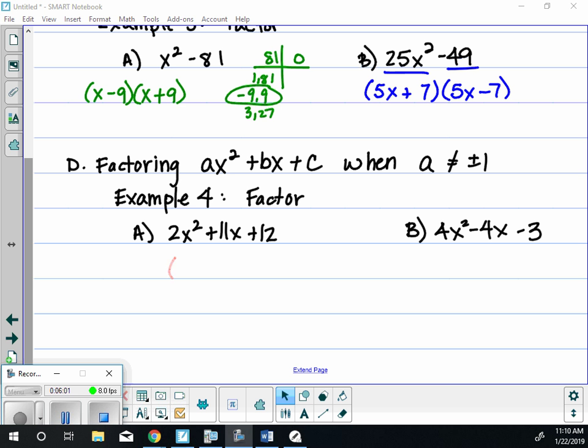We're not even going to start with parentheses yet. Okay. Our first step is to multiply A times C. So the first number times the last number.